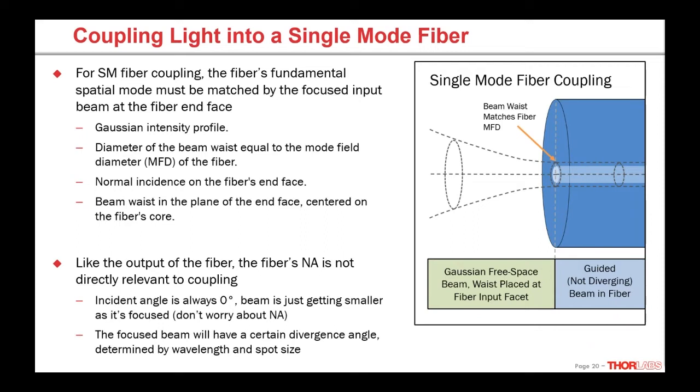Just like with the output of the fiber, we don't really care about the NA, quote unquote, of that input beam. This is going to be a Gaussian beam that's being focused down to a beam waist. That incident angle is always 0. It's going to have some certain divergence or convergence depending on the wavelength of that focused light and the spot size that we're trying to achieve. It's not directly relevant to the fiber's NA. All that the fiber cares about is that we present it with the correct intensity profile, perfectly aligned with that fiber core. That's all we have to do. So that makes it sound easy, right?